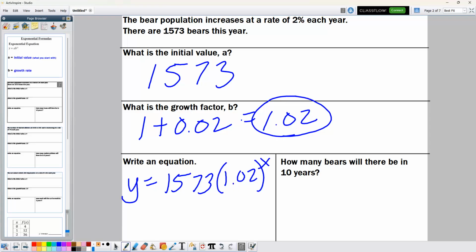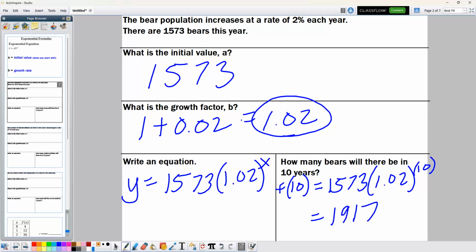And if we want to know how many bears there will be in 10 years, all I'm going to do is take 10 and plug it in for that x. So if we were going to be all fancy, we could say f of 10 equals 1573 times 1.02 raised to the 10th power. I would punch that into my calculator, and it would give me about 1917 and some decimals for bears. I don't know if we're allowed to have decimal bears or not. So 1917 is how many bears we're looking at.